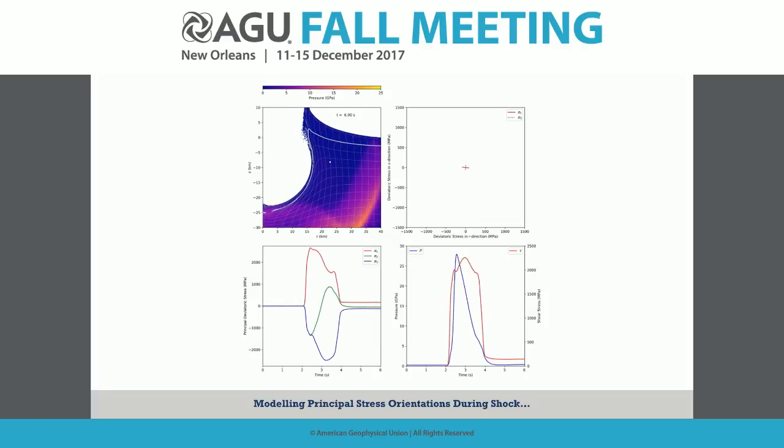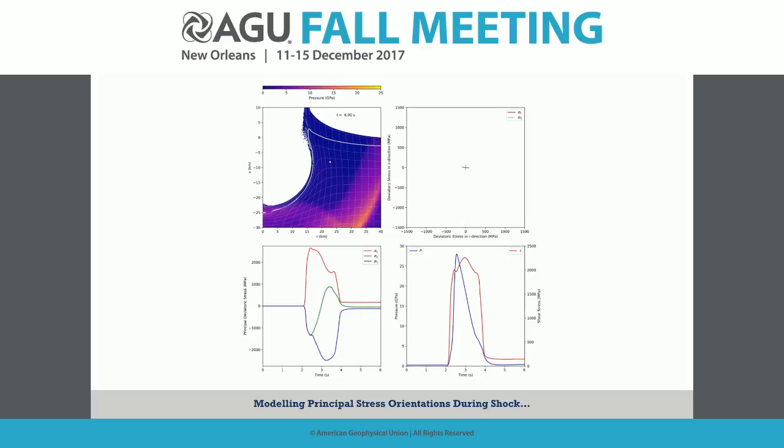These are the magnitudes, rather, where the red is the sigma 1. It's compressive, and it comes up to about 2.5 gigapascals greater than the pressure. The minimum principal deviatoric stress gets to about minus 2.5 gigapascals less than the pressure at the time after shock. But this is associated with the rarefaction wave, the wave that releases pressure from the material. The point being here is that we can actually break down this shock wave into specific time steps.